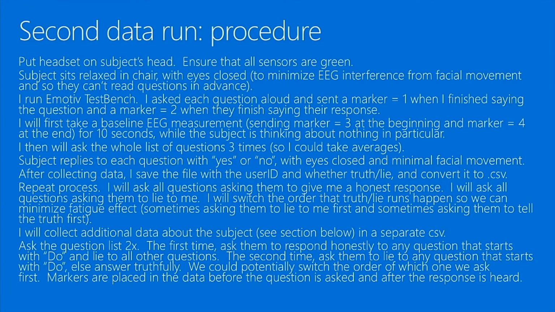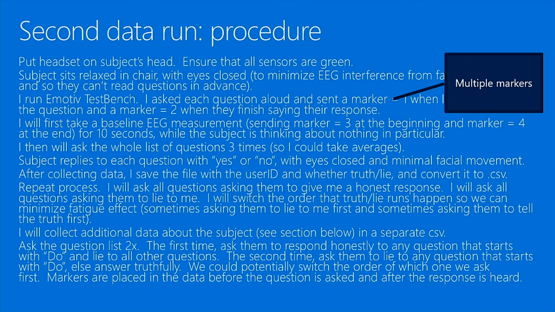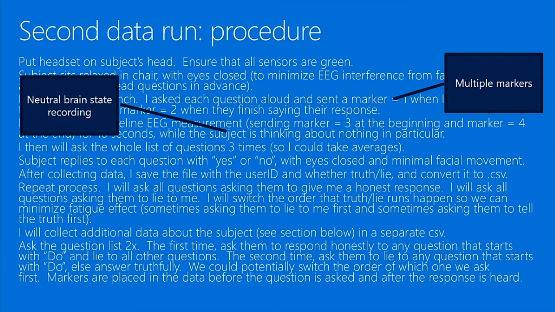Now, here are some of the modifications I made for my second data run. I don't actually expect you to read this at all, so let me just call out some of the interesting things here. Number one, I used multiple markers. Instead of just having the one marker when I finished saying the question and he was about to give the answer, I have a marker from the beginning of when I start asking the question to the end of what he responds. So I have that whole chunk because I think you start thinking about the answer while the person is still talking. I wanted to capture that whole thing and do some interesting work with it.